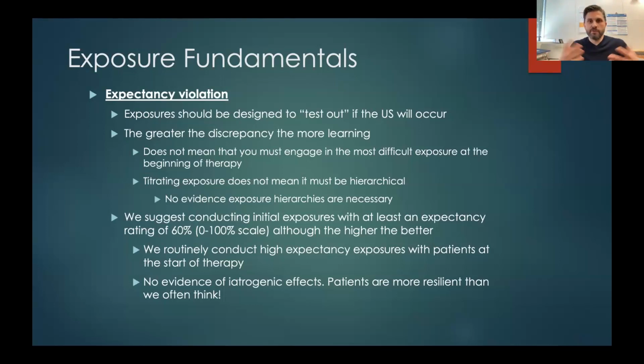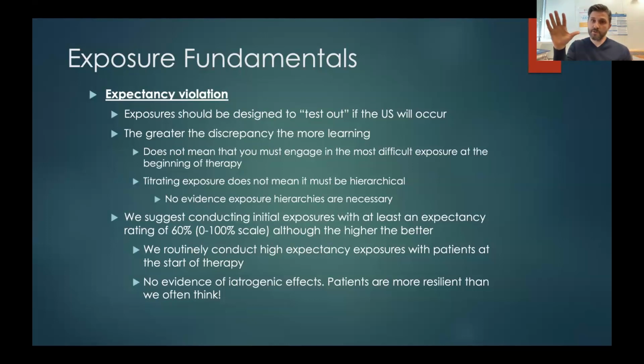We routinely conduct high expectancy exposures at the start of therapy with patients. I've worked with people at the very start of therapy, and we're doing exposures that feel like 80 or 90% likely. This is, of course, subjective. One person's 80% likely is different from somebody else's. But the lower you are on this scale, and this is just the best approximation we have right now, being self-report of how likely something feels, the lower that discrepancy is, the less extinction learning is going to occur.